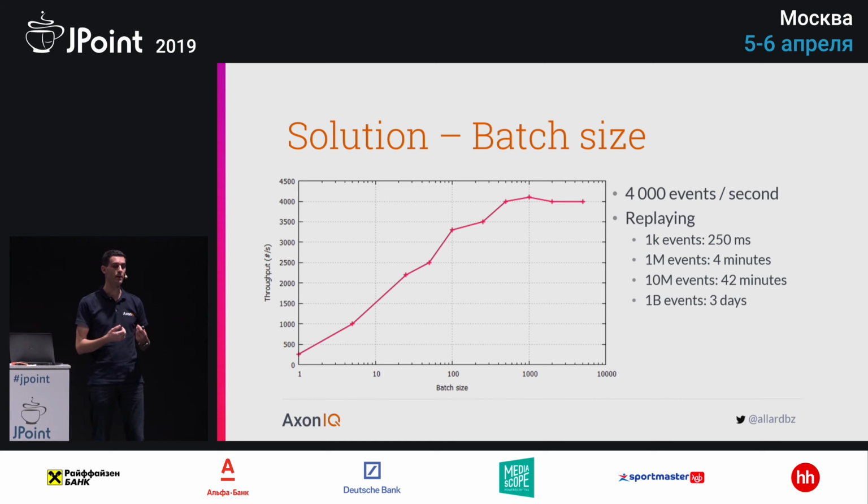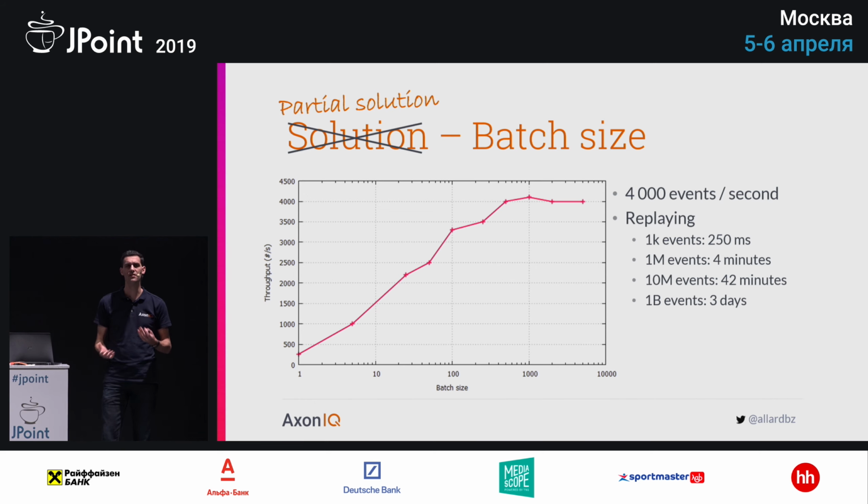And in that case, replaying those 10 million events only takes 42 minutes, right? That's nice. If you have 1 billion events, and some of our clients have several billion events, well, it's still a couple of days, right? That is generally not acceptable. Especially not if you produce more than 4,000 events per second, because you'll never catch up. So it's not really the solution, but it's a partial solution. Fortunately, there's a lot more we can do.